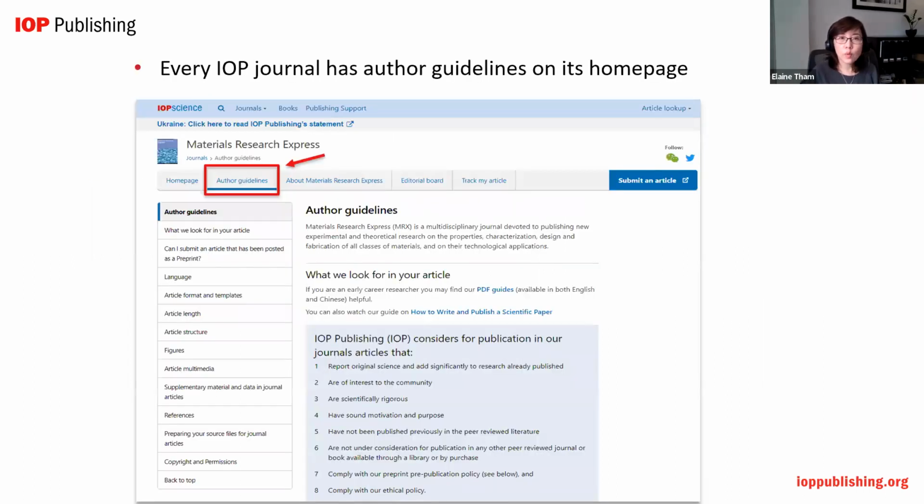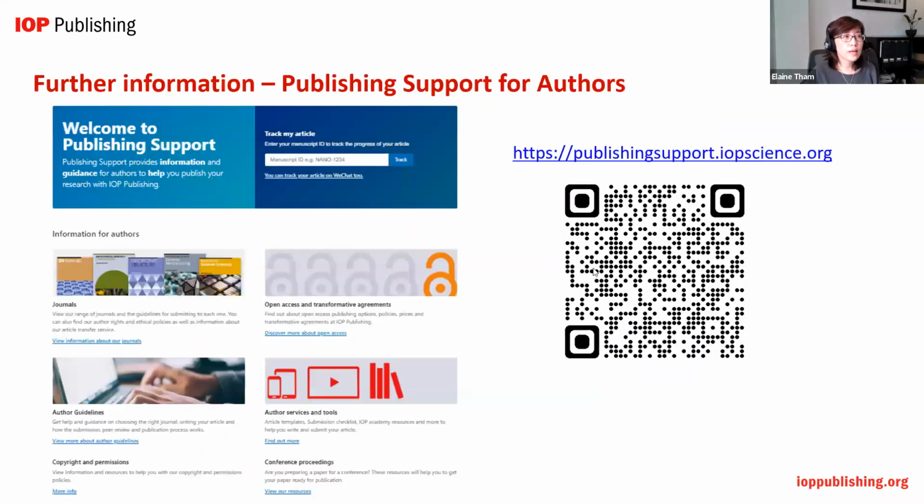You can find out more information on each of our journal homepages under the author guidelines. And if you need more information, I highly recommend going to our publishing support website. This is a great starting point to find out all kinds of information about our journals, guidelines for authors, templates, submission checklists, and so on.